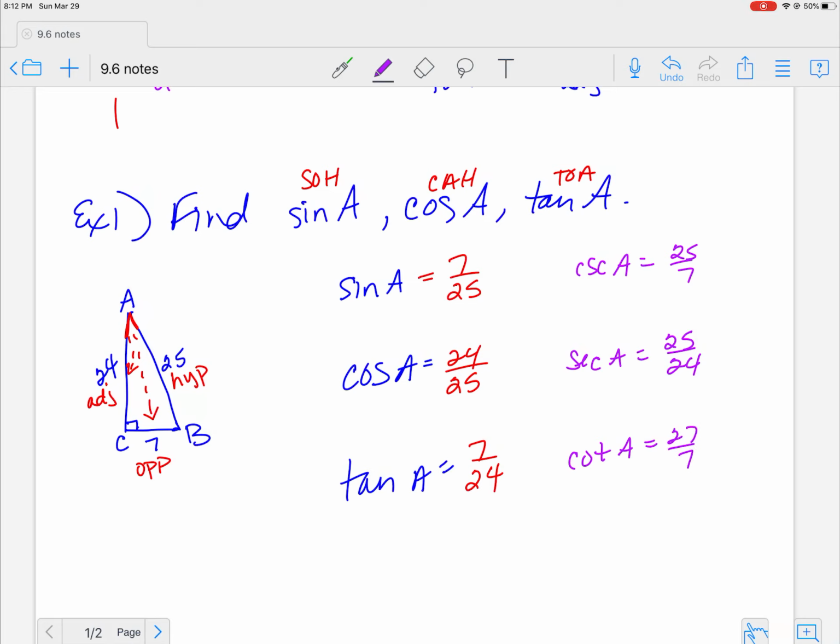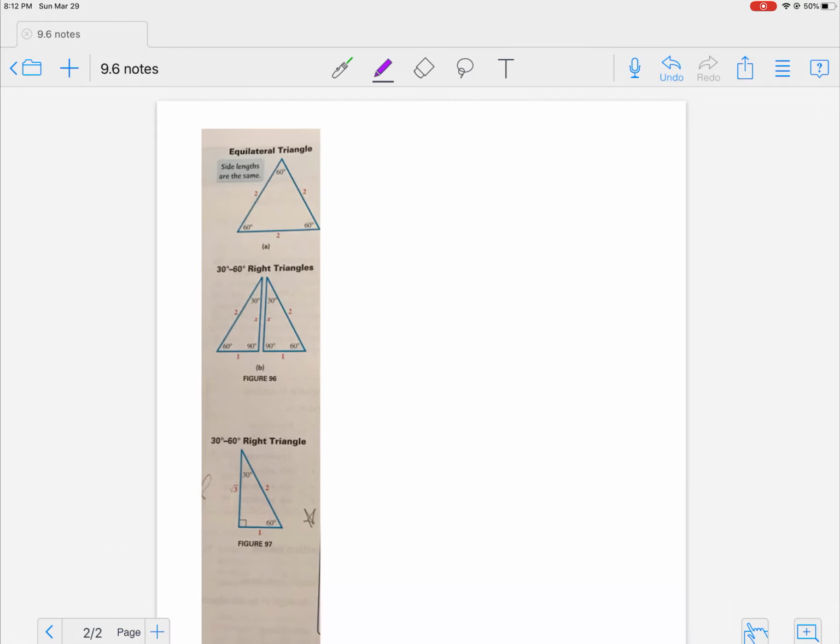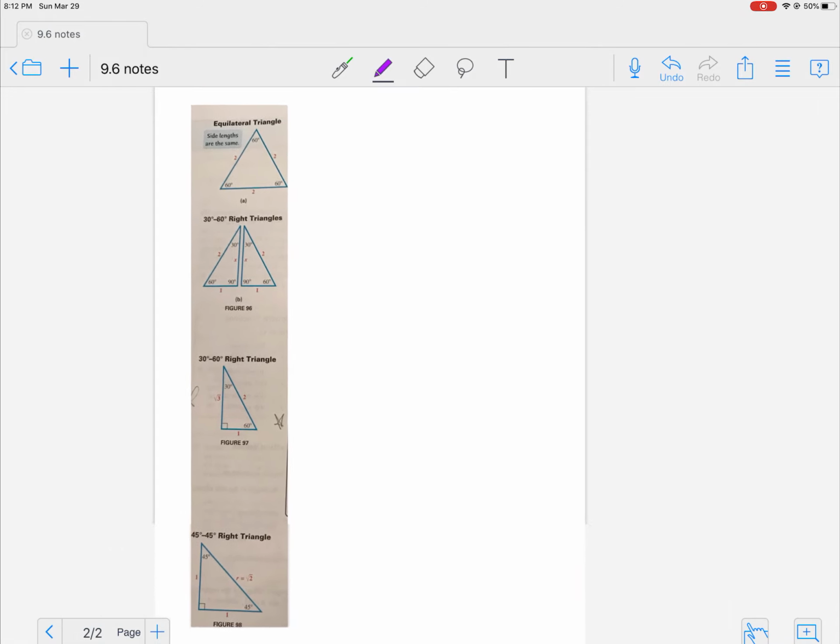So, if I have secant, what's that? Good, 25/24. And cotangent? 24/7. If you know SOHCAHTOA, you know everything else. All right? Cool.